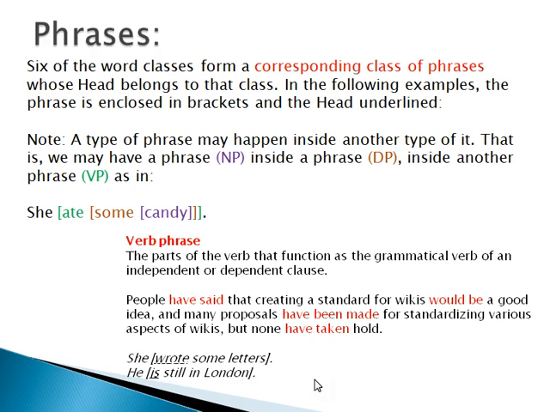Wrote some letters. Dentro desse wrote some letters, eu tenho outros elementos. Eu tenho letters. Letters é o quê? It's a noun phrase. E quando eu incluo some? Determinative phrase, porque ela está determinada pelo some. Some letters. Agora, como um todo, ela é uma verb phrase. She, subject, wrote some letters, predicate. Letters is a noun phrase that is inside a determinative phrase, which is inside the verb phrase.